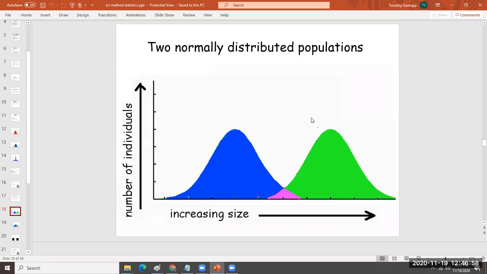And so to illustrate what we're talking about, if you were talking about the length of hair between males and females, right? And we said that green is female, they have longer hair, and blue is male. You have some females that have shorter hair, and you have some males that have longer hair, and so there's some overlap between those populations.